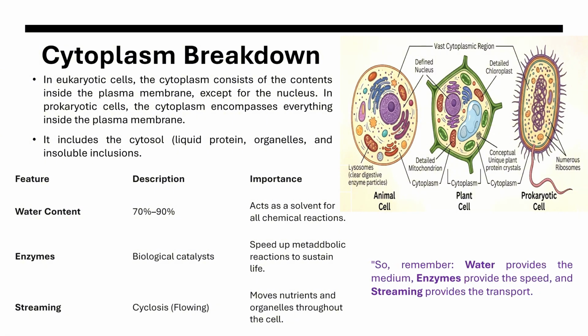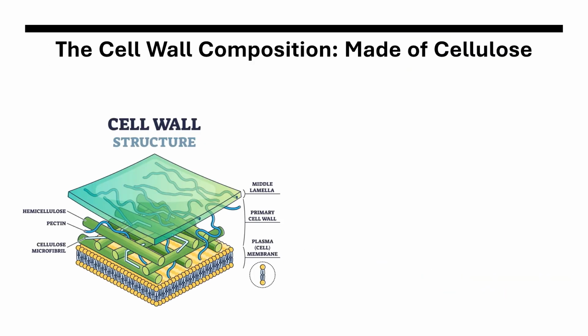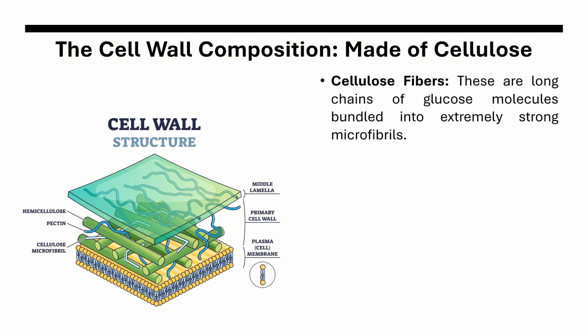So remember, water provides the medium, enzymes provide the speed, meaning they catalyze the reaction, they speed up the reactions, and streaming provides the support. Now we move outside the cell membrane to look at the cell wall. This is a rigid, non-living layer that acts as a protective shield.